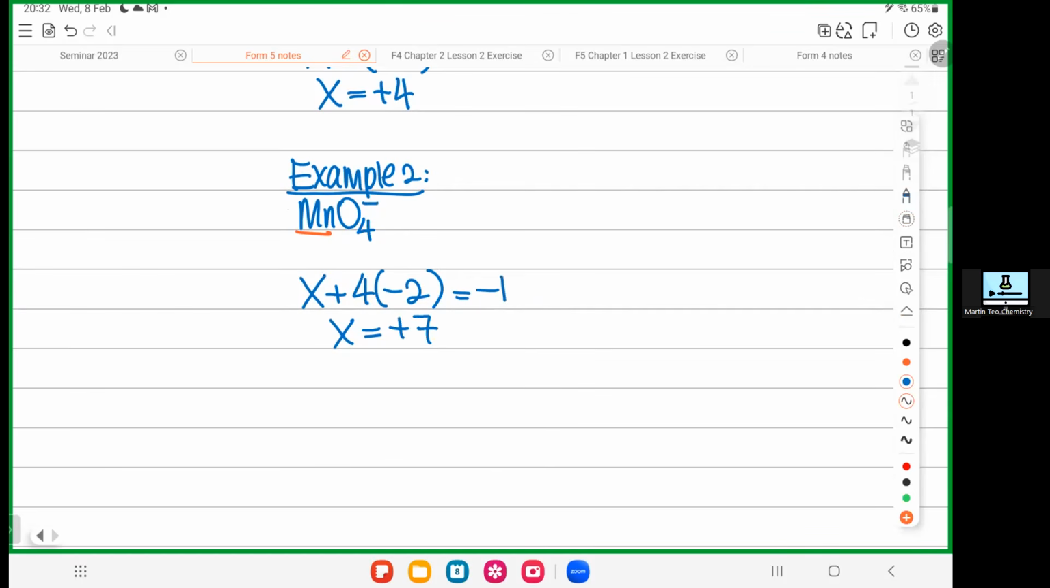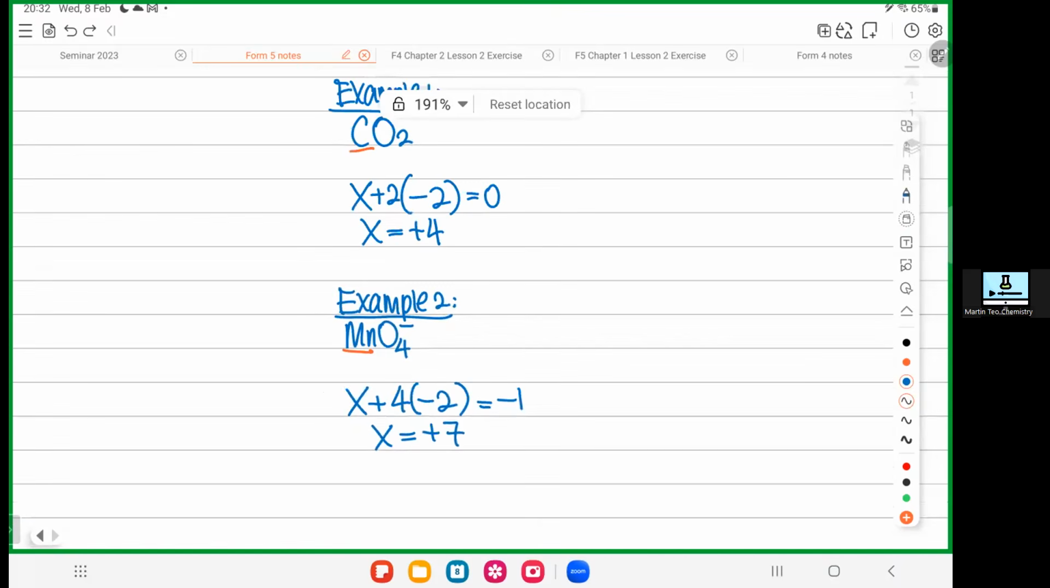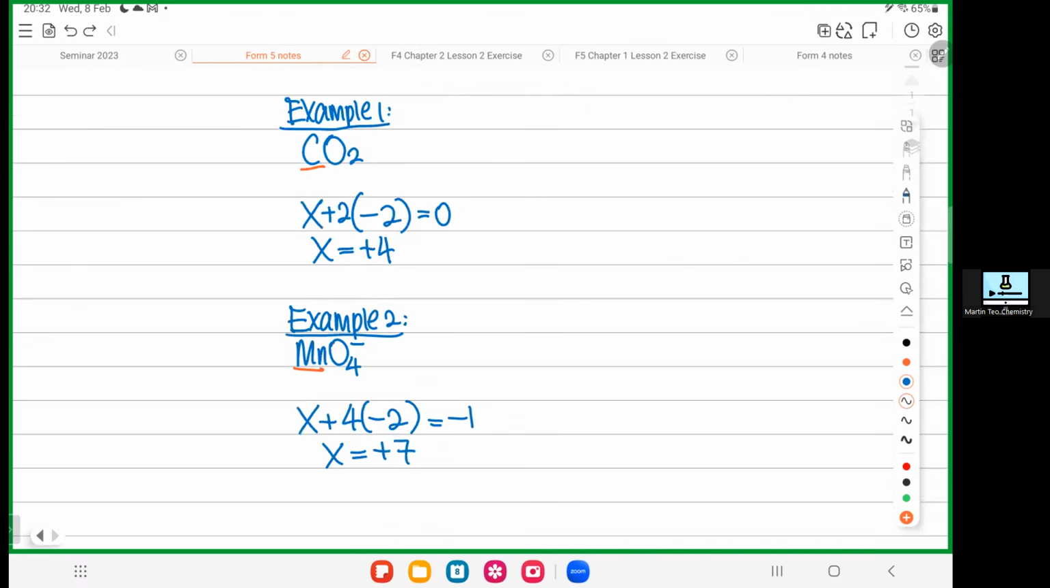Okay, so I get a question. What if you don't put the positive sign? 0, no marks. If you don't put the positive sign, everything is wrong. Although the number 7 is correct, everything is wrong. So that's why, remember, when it comes to oxidation number, you always need to put a sign, no matter whether it's positive or negative. Okay guys, let me know in the chat box if, for example, 1 and 2, is it okay for you?